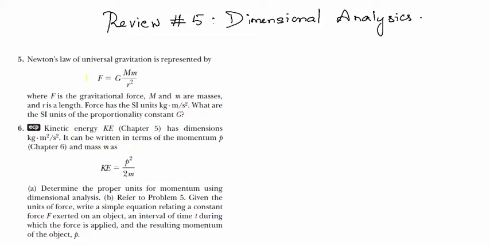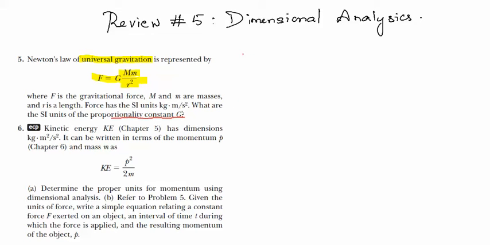Today we are going to do a review problem for dimensional analysis. We have Newton's law of universal gravitation, and the formula is F equals G M m divided by r squared, where capital M and small m are the masses, and r is the length. We have to use dimensional analysis to find the proportionality constant G. What is the proportionality constant, and how do we find it?